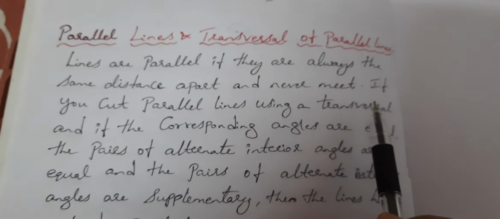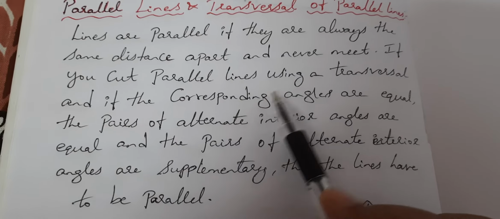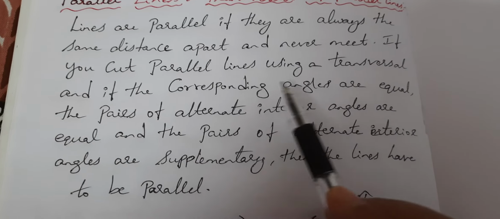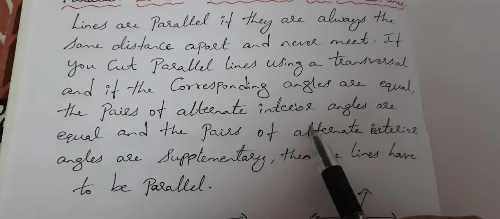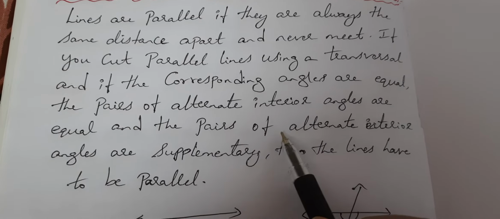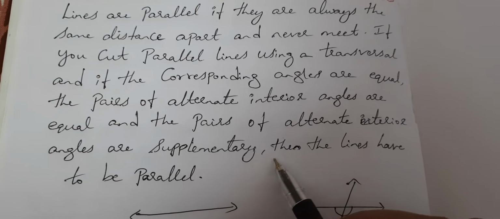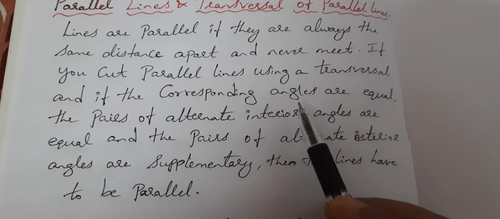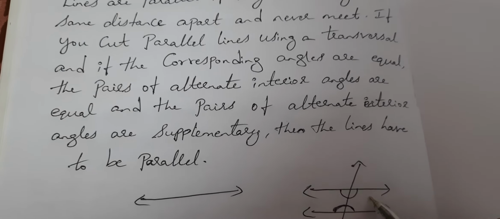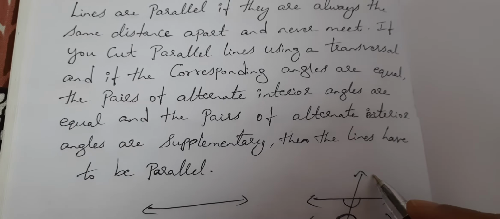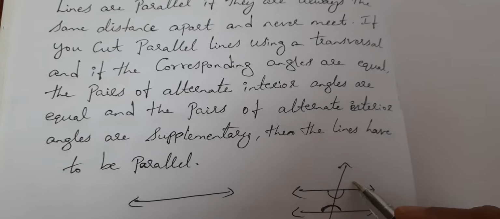After parallel lines you see: if you cut two lines using a transversal and if the corresponding angles are equal, the pairs of alternate interior angles are equal, and the pairs of interior angles are supplementary, then the lines have to be parallel. What are they telling here? Here two parallel lines are there. Now I am cutting the parallel lines using a transversal. This middle line is called the transversal. Yesterday I told you.